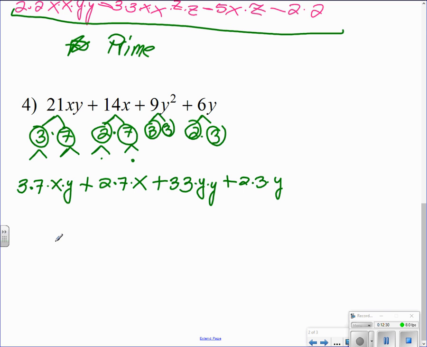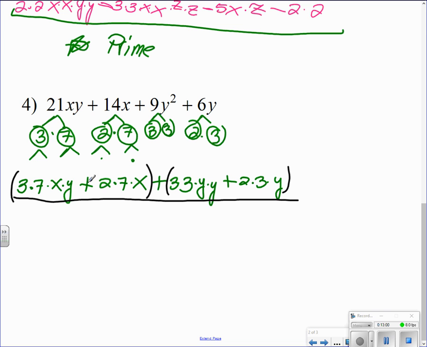Now let's see if there's something that all four terms have in common. He has a 2, there's no 2 here. He has a 3, but there's no 3 in here. Y, yes, no. So if you notice, they have nothing in common. But this is done by grouping. If you look at the first two and the last two together, then you do the following.